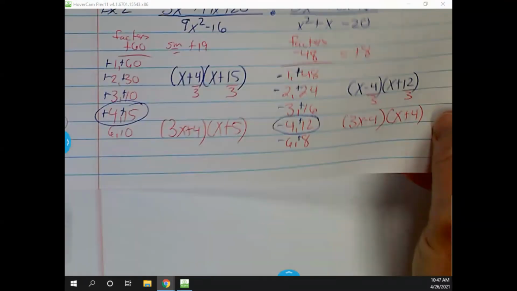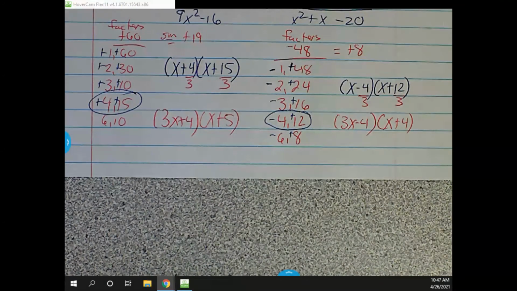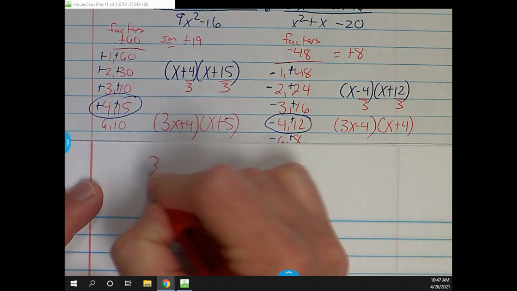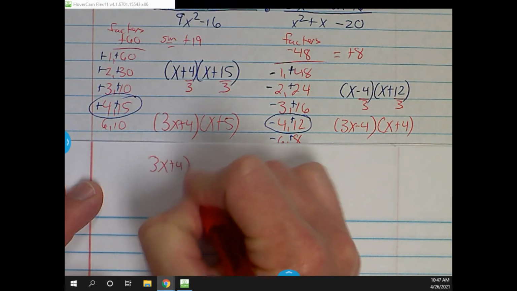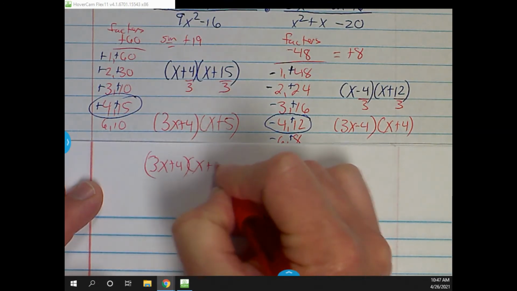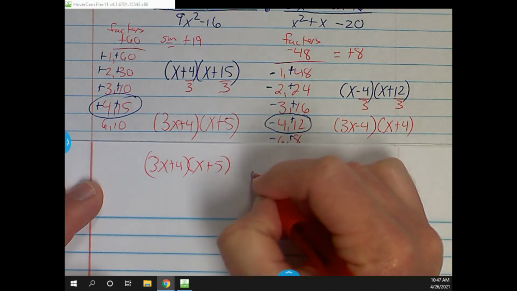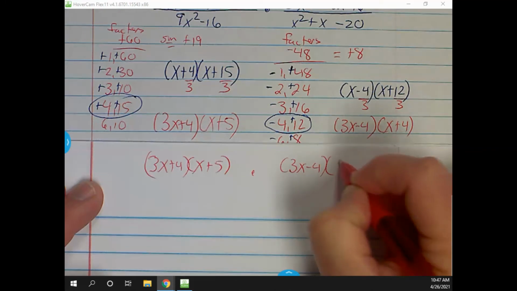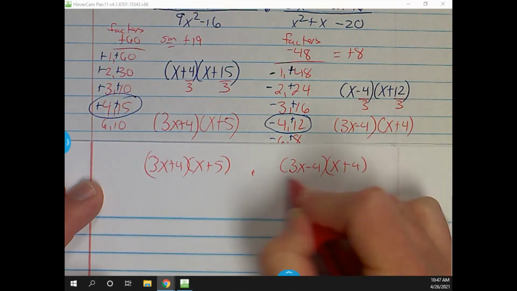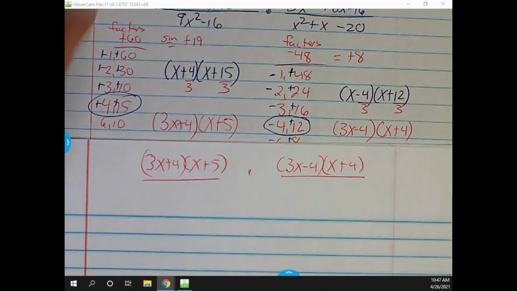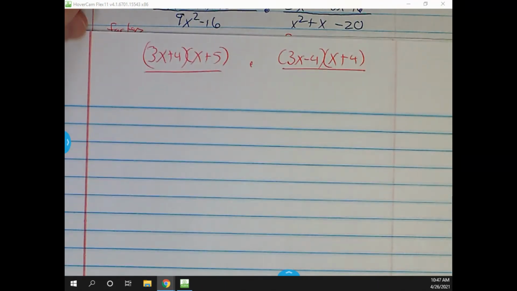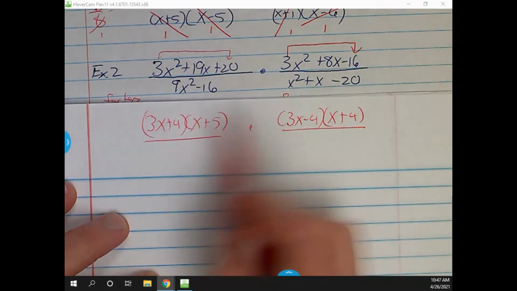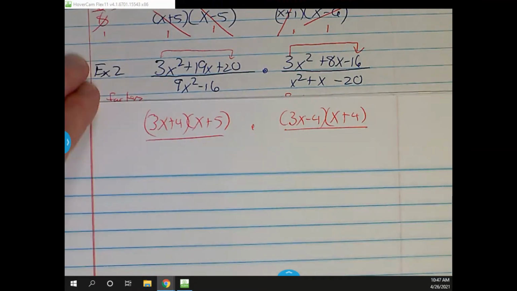All right. Now I'm just going to rewrite these answers. So that would be 3x plus 4 and x plus 5 for this numerator. This numerator was 3x minus 4 and x plus 4. Okay, and then I'm just going to cover up all that work that we did. So these were our two numerators that got us here. Now we're going to worry about just factoring out these two denominators.